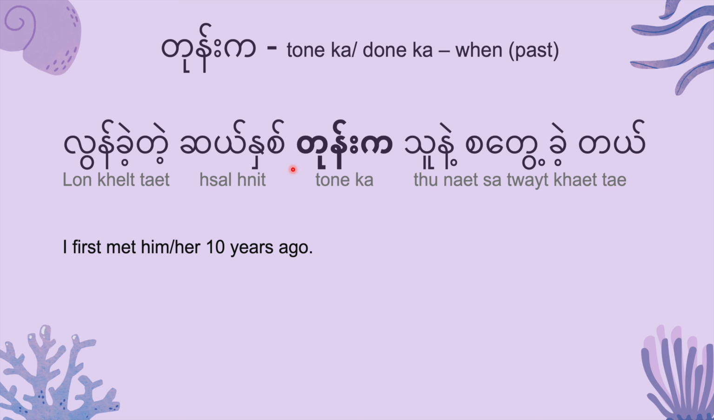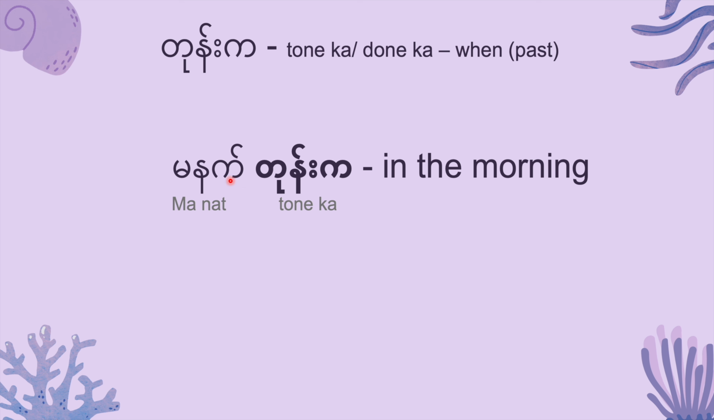Here again, if you want to use only ka instead of donga, it would be the same. လွန်ခဲ့တဲ့10နှစ်ကသူနဲ့စတွေ့ခဲ့တယ် is the same. မနက်တုန်းက, in the morning. မနက် means morning. မနက်တုန်းက, in the morning. But this morning is not the morning of the next day.